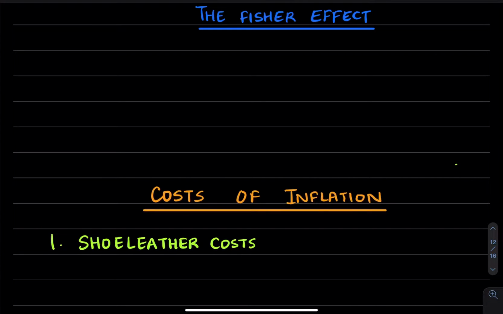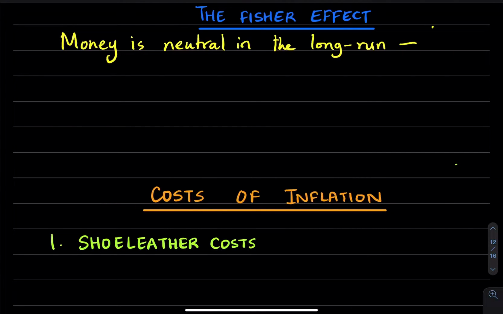In this video, we're going to be talking about the Fisher effect and the costs of inflation. So recall that we talked about money being neutral in the long run, which is to say that money does not impact real variables in the long run.